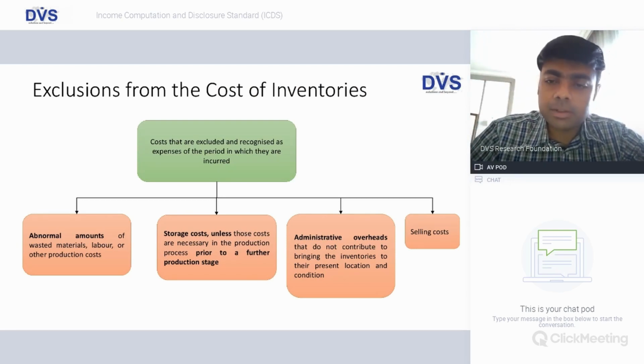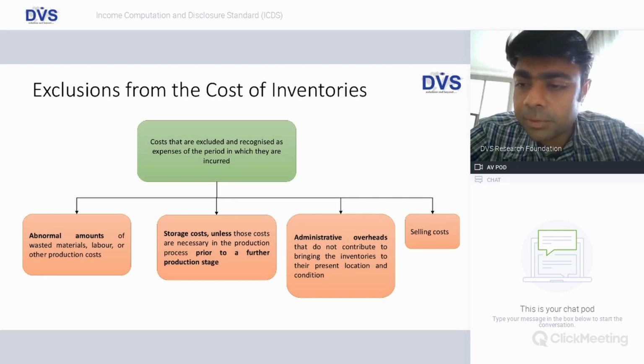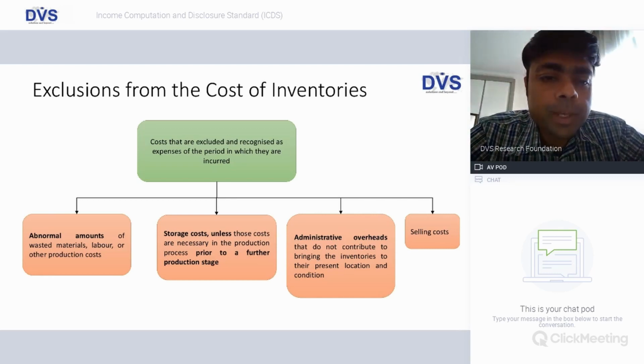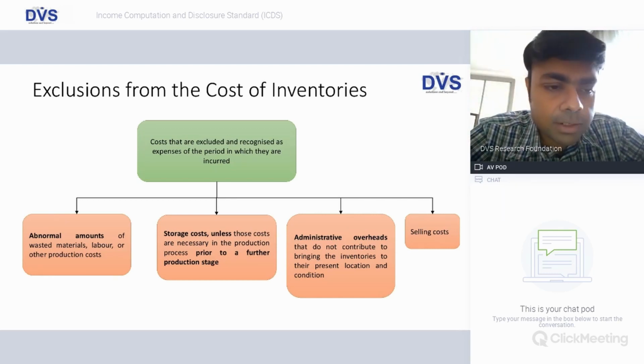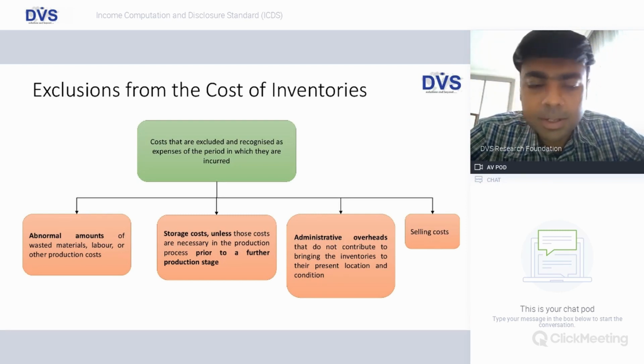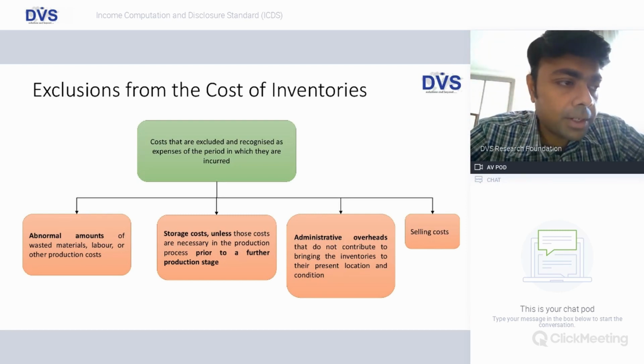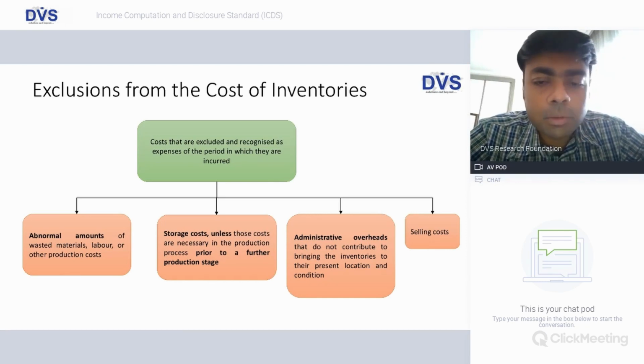Let's figure out where it differs in some time. Exclusions from cost of inventory: if there is an abnormal cost in terms of wasted material, labor, or let's say there is a flood and a lot of material gets wasted, then that would not be part of your cost of inventory. Storage costs, unless these costs are necessary in the production prior to a further production stage.